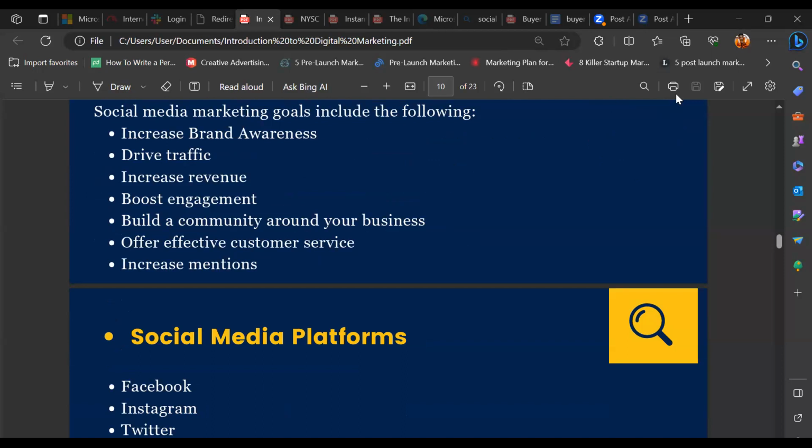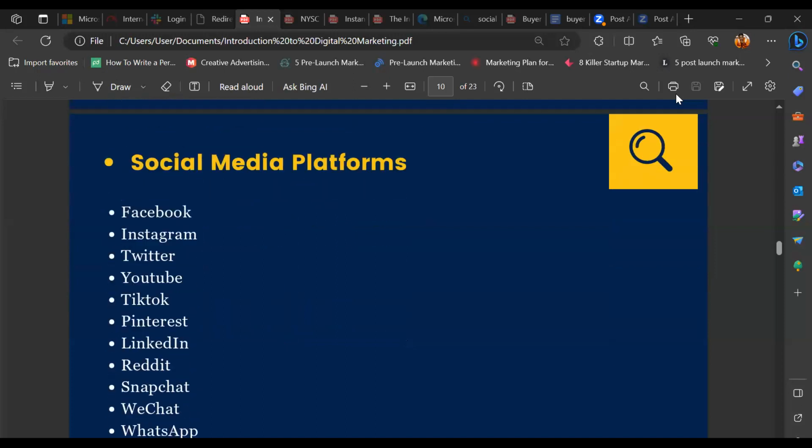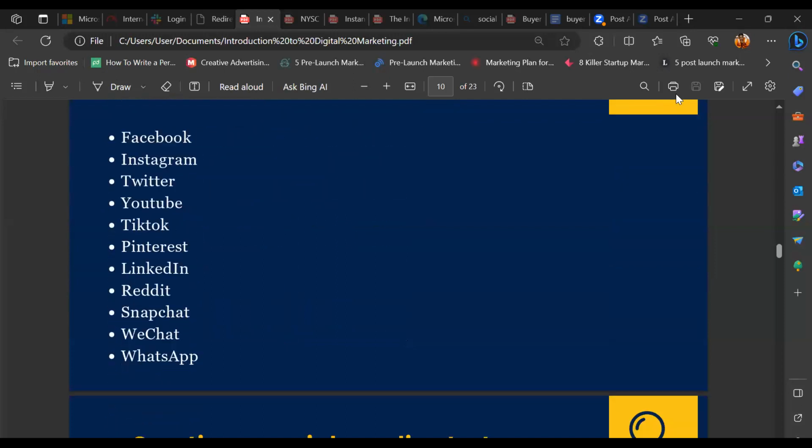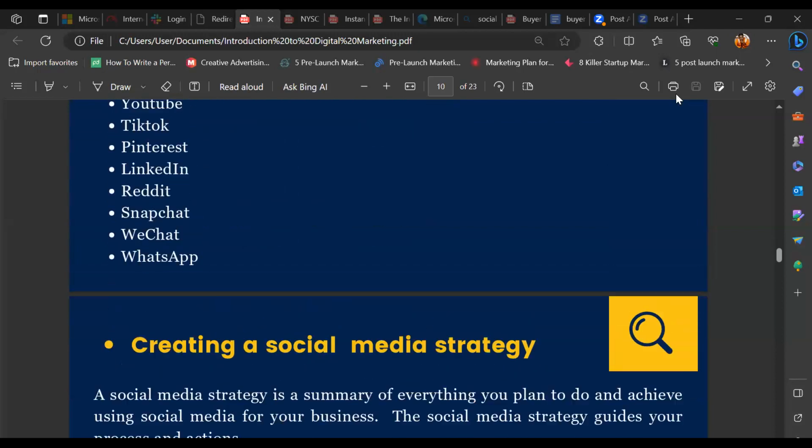And then somebody comes and starts saying, oh, please, I need so and so service. I need it ASAP. Please, who can recommend something for me? And a random person just goes there and mentions your brand name because you were offering a good service to them. And that's what social media marketing can help you do. Social media platforms. We have Facebook, Instagram, Twitter, YouTube, TikTok, Pinterest, LinkedIn, Reddit, Snapchat, WeChat, WhatsApp. Name them. There are many, right?